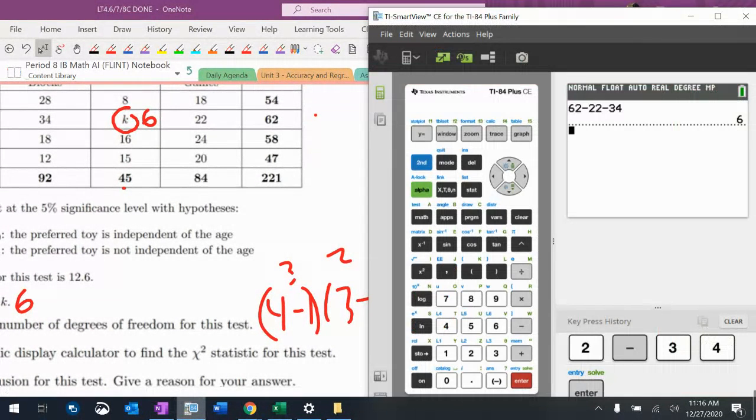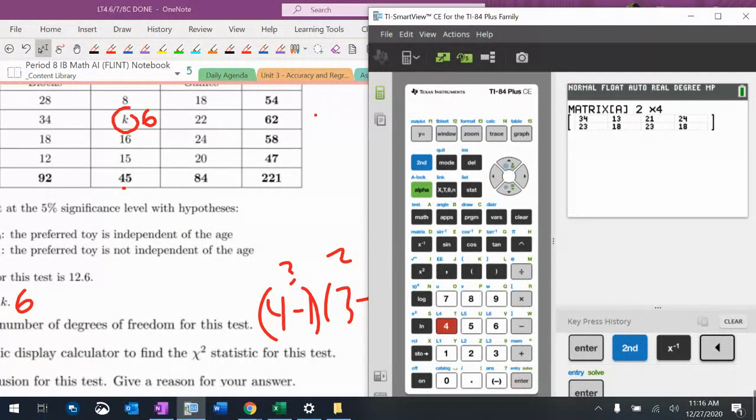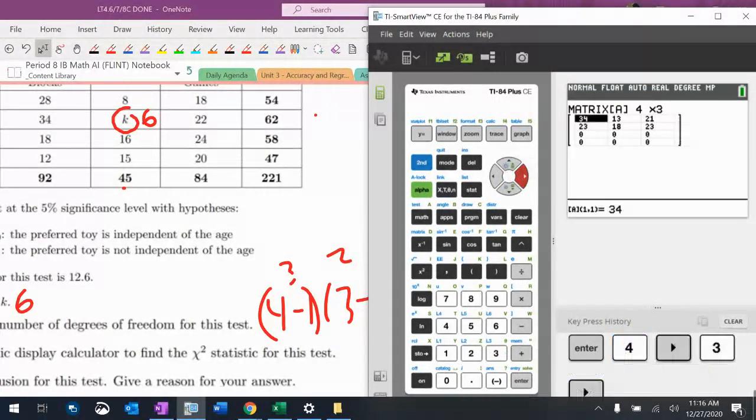All right, so let me get this zoomed in here. So matrix A is 4 by 3. So these numbers have to go in there. So 28, 8, 18, 34, 6, 22, 18, 16, 24, 12, 15, 20. So there's that.